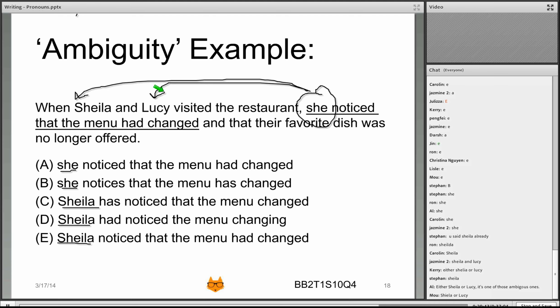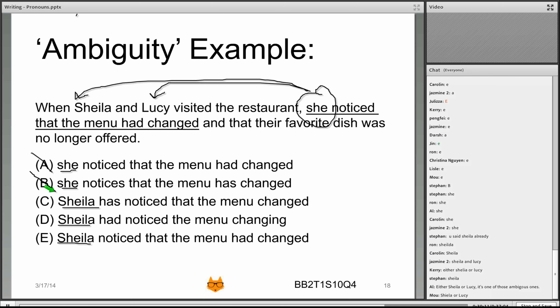So the sentence is saying she noticed that the menu had changed. Well, who noticed? If you're the author, what information are you trying to convey? Are you trying to convey that Sheila noticed the menu changed, or that Lucy noticed the menu had changed? And we can't tell. And the fact that we can't tell is a problem and an error. So you get rid of anything that has that ambiguous pronoun still in there. So get rid of anything that has "she."